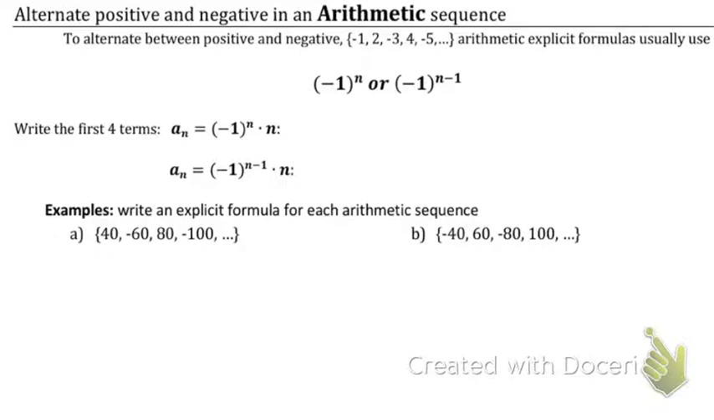The first one is, what happens when I have alternating numbers between positive and negative on an arithmetic sequence? Now, here's the problem with this alternating negative and positive. It doesn't look arithmetic. Because to get from negative 1 to 2, I would add 3. If I add 3 again, I am not going to get that negative 3. So our first instinct is to go, well, it's not arithmetic, I can't solve this.